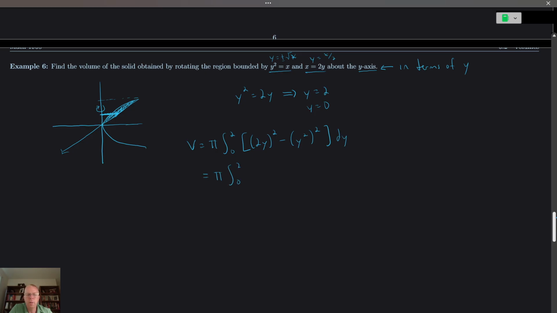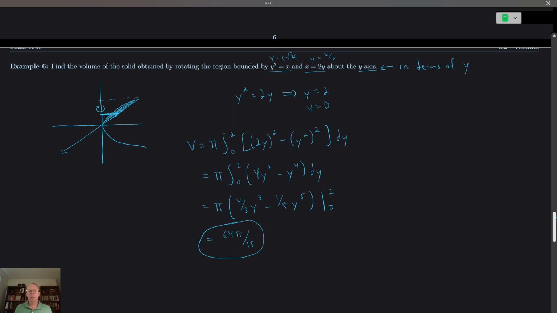So from 0 to 2, we have 4y squared minus y to the fourth. We can integrate this, and we get 4/3 y cubed minus 1/5 y to the fifth from 0 to 2. And so that should give us 32/3 minus 32 over 5, and that should give us 64 pi over 15. I'm going to trust you know how to plug in the limits of integration, so we won't bother with that a lot on the notes if it's too cumbersome.